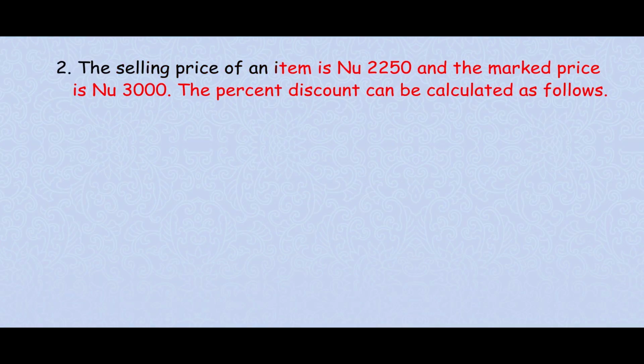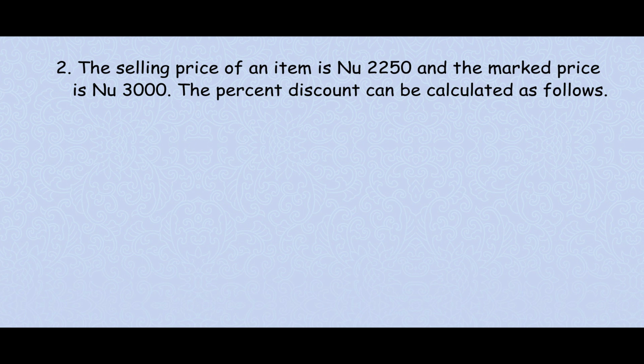Now, another type of discount and discount percent problem. Let's solve this question. The selling price of an item is Nu 2250 and the marked price is Nu 3000. The percent discount can be calculated as follows. So we have to calculate here a percent discount. Here you are asked to calculate the percent discount.